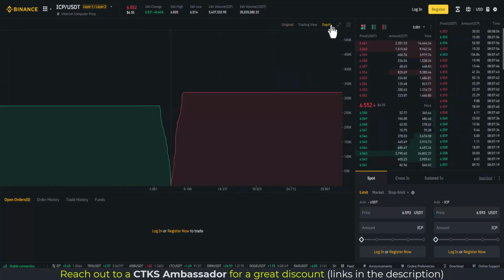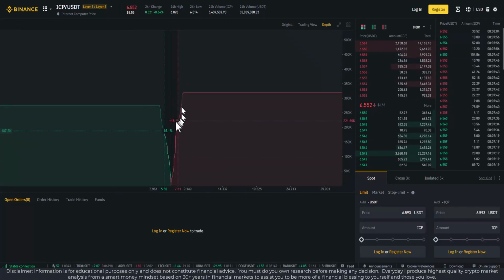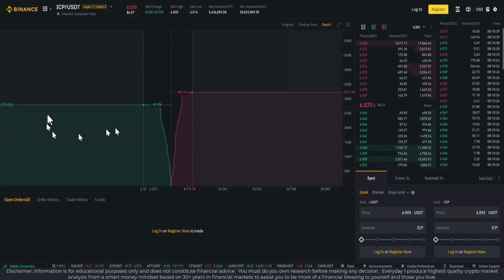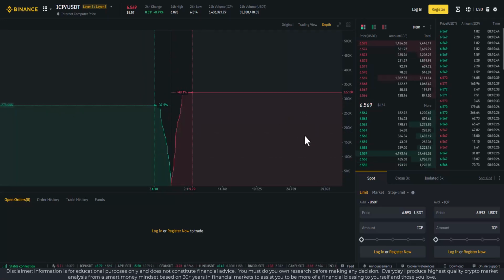What does the depth chart look like? We can see it's about equal, with the sellers slightly in control. And you notice that it's very, very different from the previous depth chart. On Request Network, the sellers are still in control. A depth chart is a visual representation of the buy orders and the sell orders of the order book. It also represents the liquidity of this particular instrument.